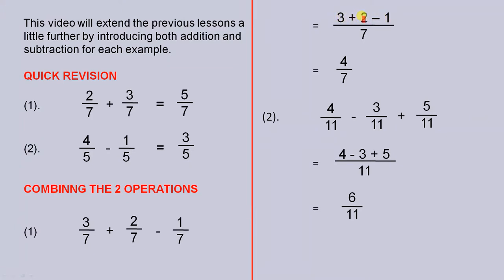3 plus 2 is 5. 5 take away 1 is 4. So the answer is 4 over 7. This sum here, the denominators are all the same. So we have 4 minus 3 plus 5. 4 minus 3 is 1. 1 plus 5 is 6. 6 over 11.